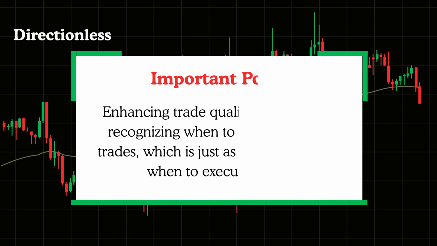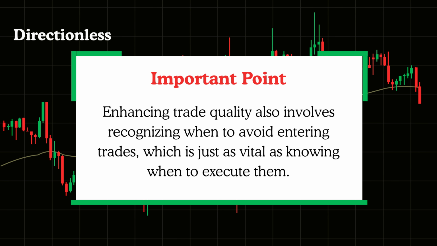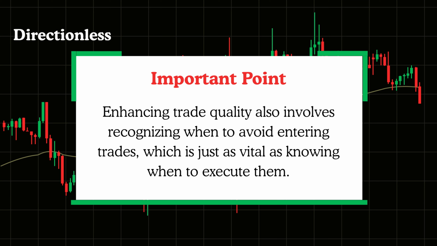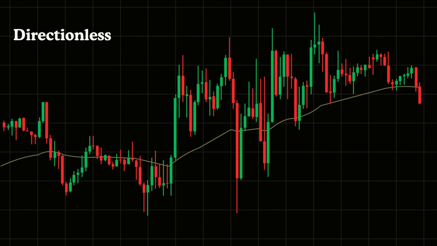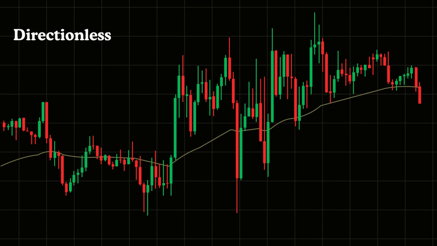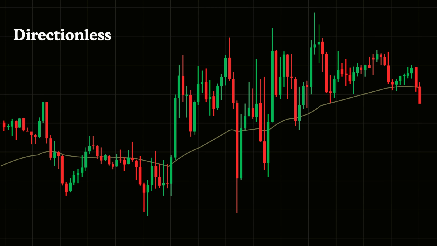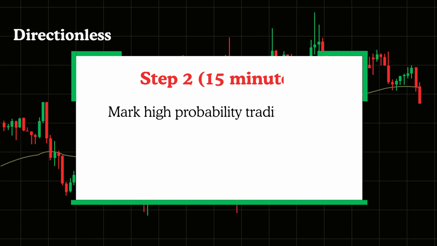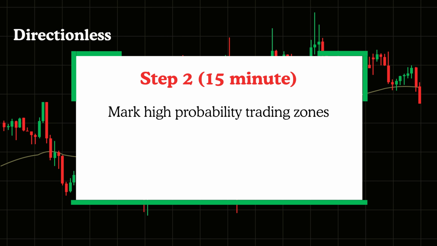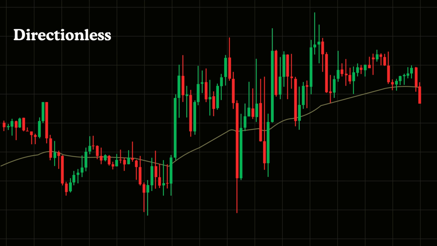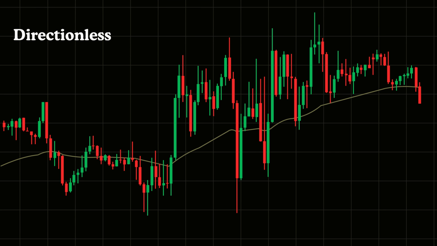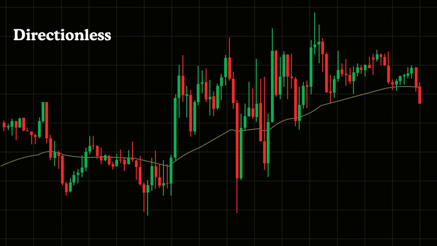Enhancing trade quality also involves recognizing when to avoid entering trades, which is just as vital as knowing when to execute them. Therefore, we must wait until a trend is clearly established before seeking trade opportunities. Now, the second step after determining market direction on the 15-minute chart is to highlight high-probability trading zones. Typically, we identify three major levels on the chart to serve as our preferred trading zones.